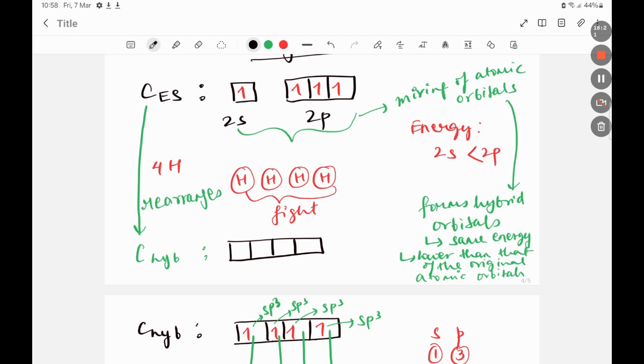So I hope everything is clear to you, and I'll be talking about other types of hybrid orbitals like sp, sp2, sp3d, and there are many other hybrid orbitals which we'll be discussing in future videos.